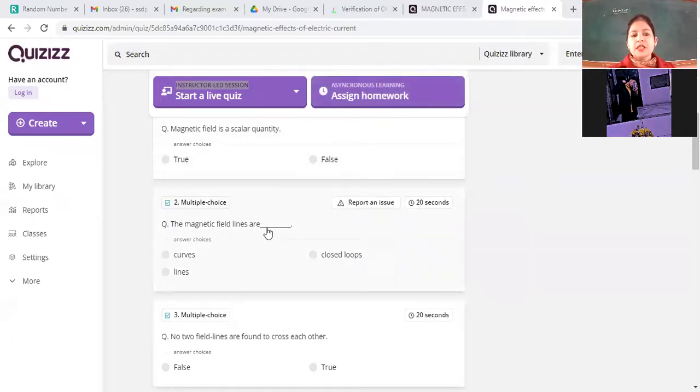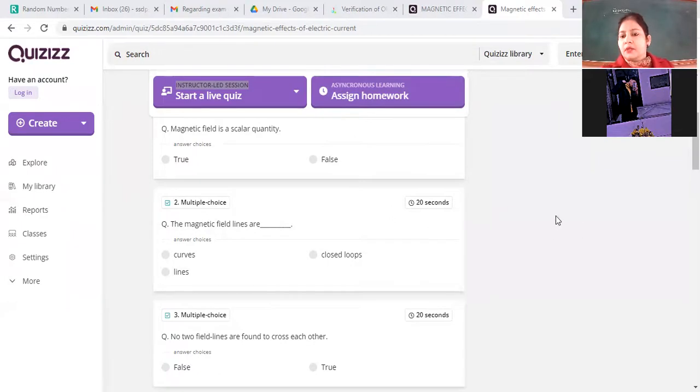Okay, first question: magnetic field is a scalar quantity. Tell whether it is true or false. Magnetic field B, capital B. So we have done its various expressions. B is equal to mu naught N I, B is equal to mu naught I over 2 R, B is equal to mu naught I over 2 pi R. So we are talking about that B, magnetic field. Is it a scalar quantity or a vector quantity?